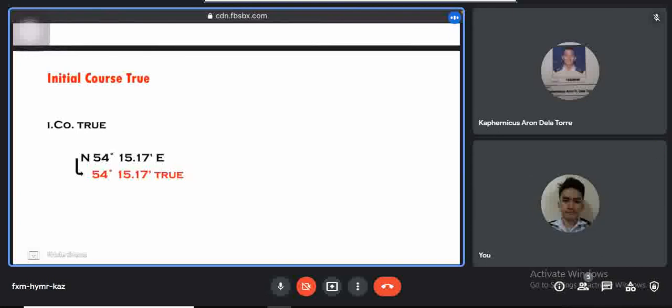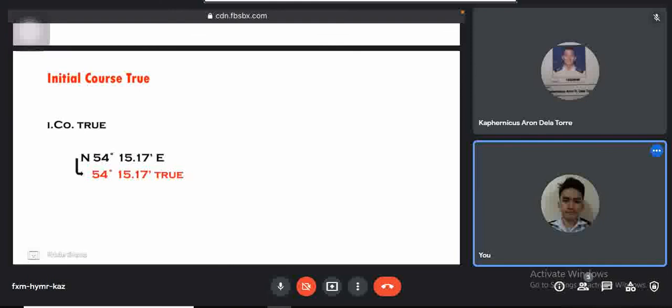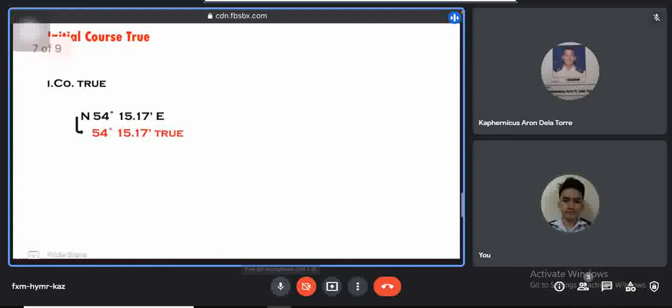In solving the initial course true, our initial course angle is north 54 degrees 15.17 minutes east. Since it falls in the first quadrant, which is northeast, we just copy the degrees and change the name to true course. So we have 54 degrees 15.17 minutes true. The next presenter will discuss the final course angle.